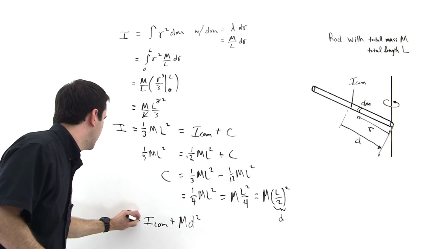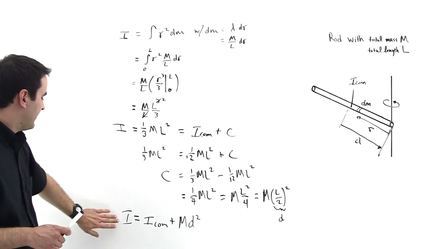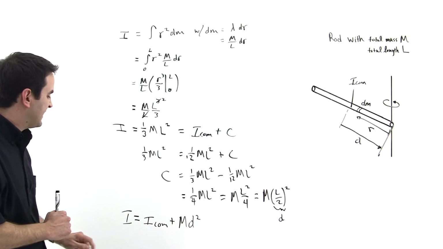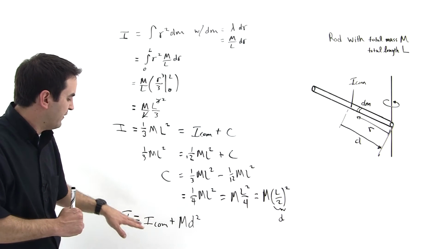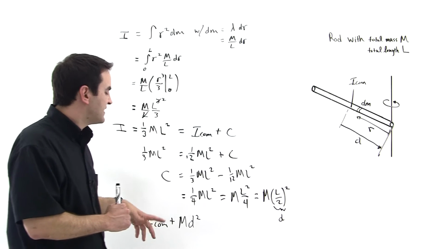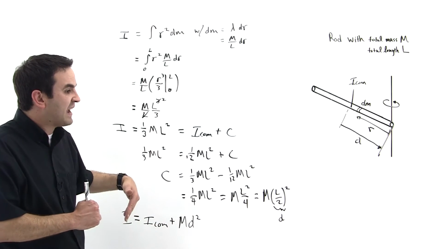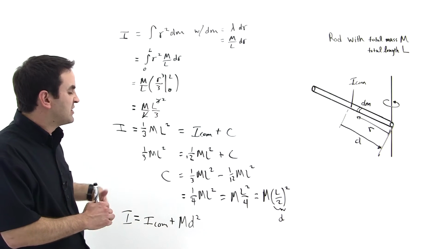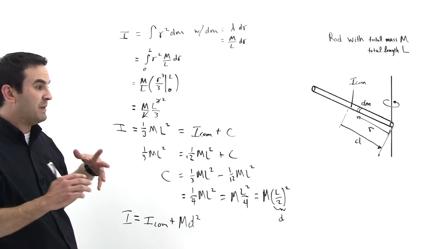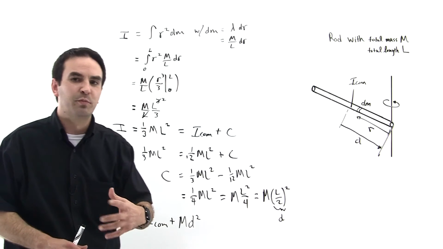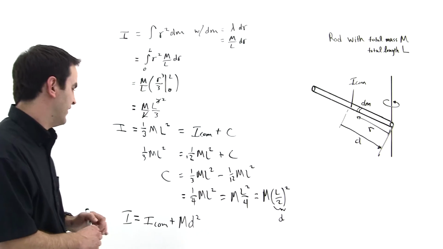Notice what it says. It says that the moment of inertia about any parallel axis is equal to the moment of inertia about the center of mass plus the mass of that object times the distance from the axis about the center of mass to some other parallel axis. And it could be any other parallel axis. This is not a rigorous proof, of course. You can look at your book for that, but this is just a demonstration of it.